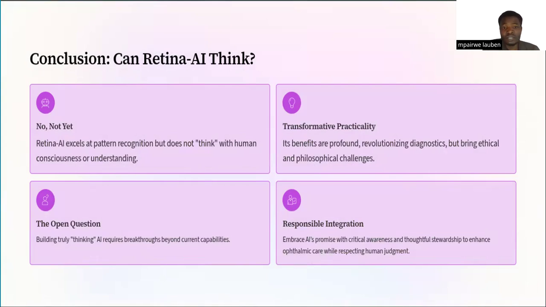In the conclusion, we see how Retina-AI excels at pattern recognition, but doesn't really think with human consciousness or reasoning. It is transformative, revolutionizing diagnosis, but this brings ethical and philosophical challenges. There remain open questions. Building truly thinking AI requires breakthroughs beyond the current capabilities. We also have to look at responsible integration of AI's promises with critical awareness, and how it can respect human judgment as it is being integrated.